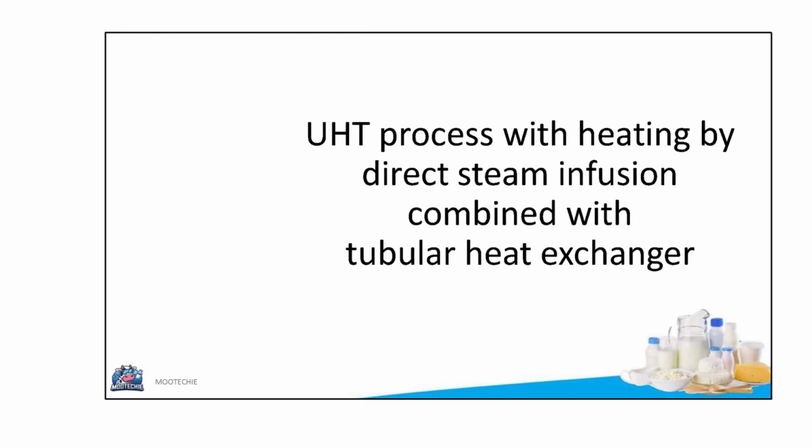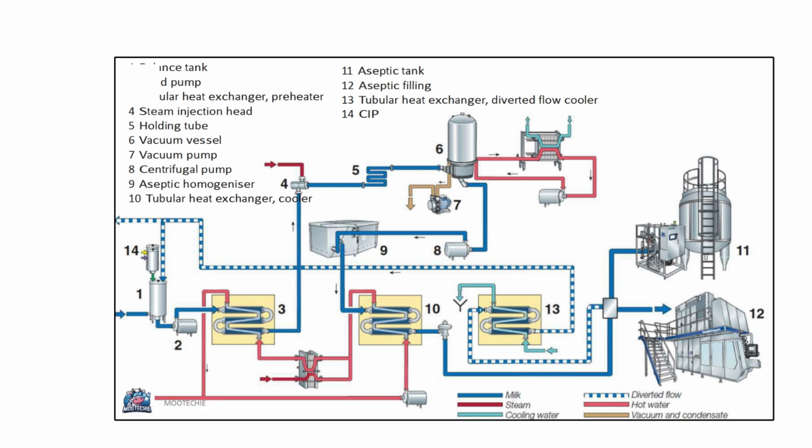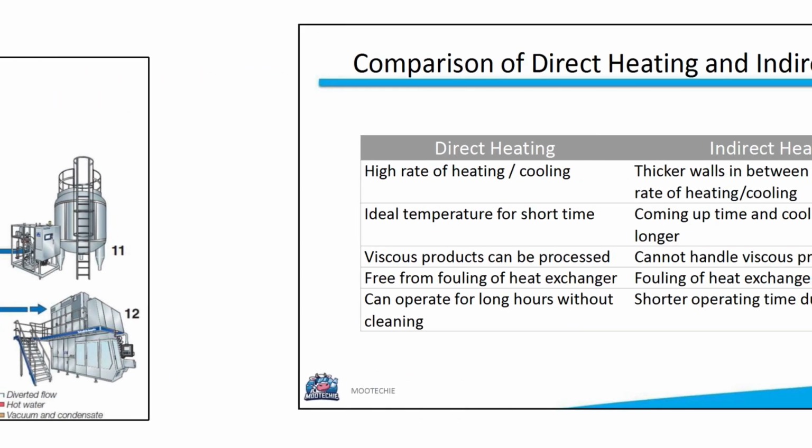A UHT process using direct steam infusion with a tubular heat exchanger includes a balance tank, feed pump, tubular preheater, steam infusion head, holding tube, vacuum vessel, vacuum pump, centrifugal pump, aseptic homogenizer, tubular cooler, aseptic tank, and aseptic filling. Finally, let's compare direct and indirect heating systems.